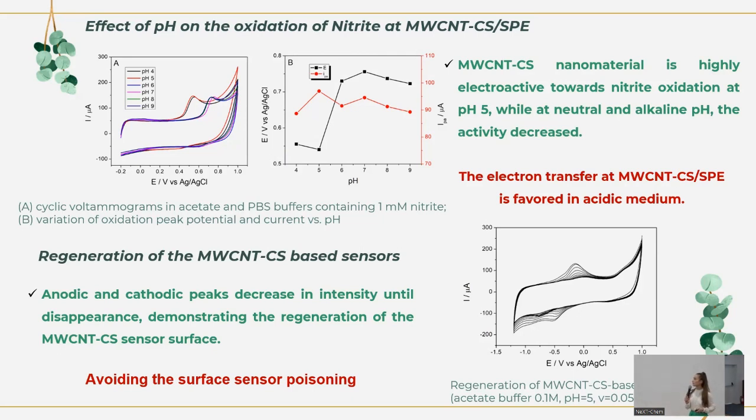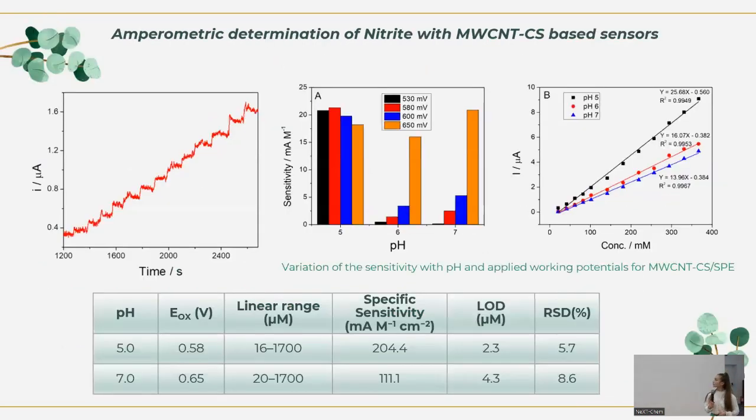Because we wanted to reuse the sensors for several determinations, we regenerated them in a simple manner by using cyclic voltammetry until the oxidation and the reduction peaks had decreased. For the nitrate detection, an amperometric study was also carried out.